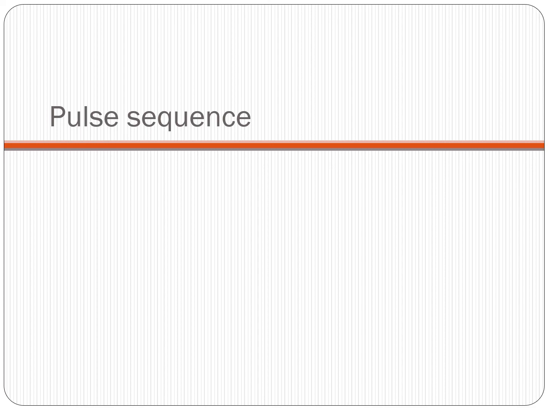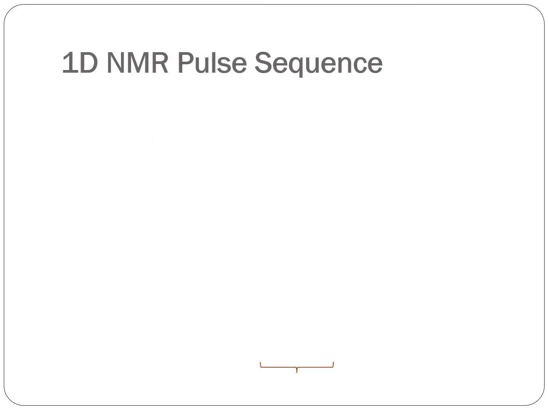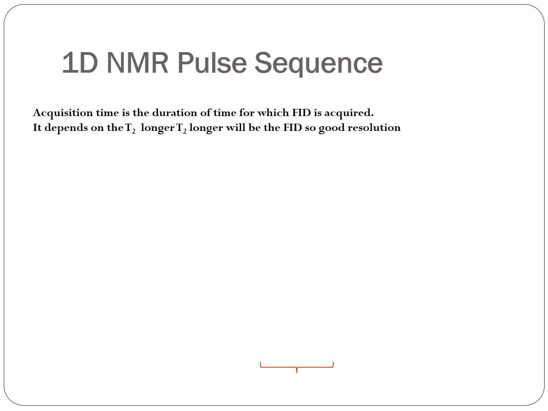So how will this whole experiment be going on? Just look at it. For a 1D NMR pulse sequence, there is an acquisition time called as FID. So this acquisition time, where the signal is recorded, is called as acquisition time. This signal acquisition time depends on the T2 and T1. If the T2 is longer, a very good FID will be present and good resolution of the spectra will be appearing.